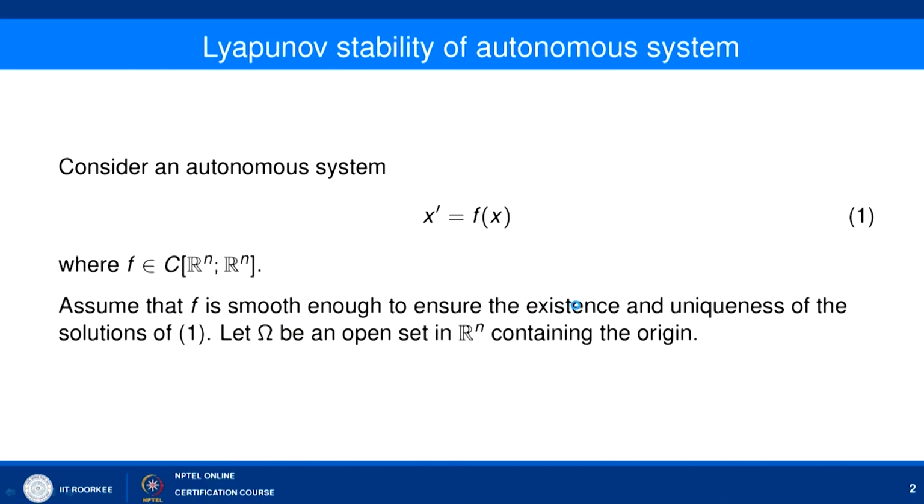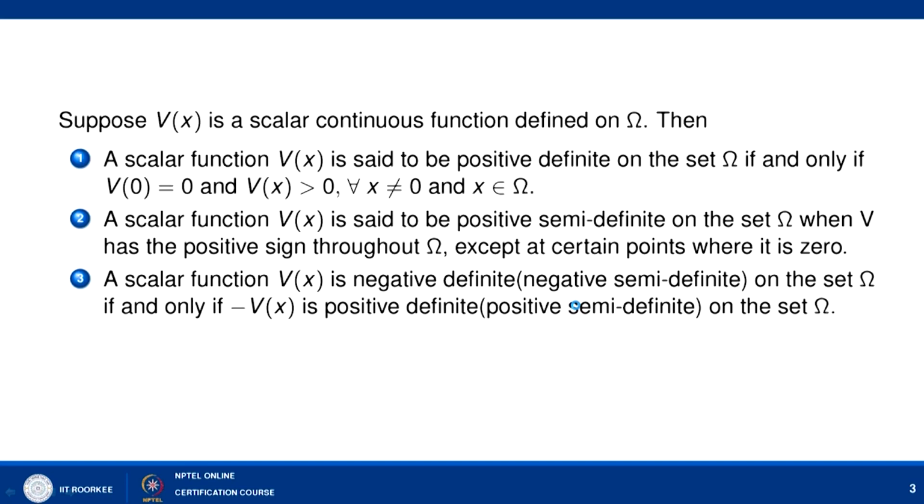Now, the Lyapunov function V which we are talking about satisfies certain properties. Let us do some basic concepts and try to identify those properties. First, let us define certain things. Suppose V(x) is a scalar continuous function defined on omega. Omega is already defined as an open set in R^n which contains the origin.